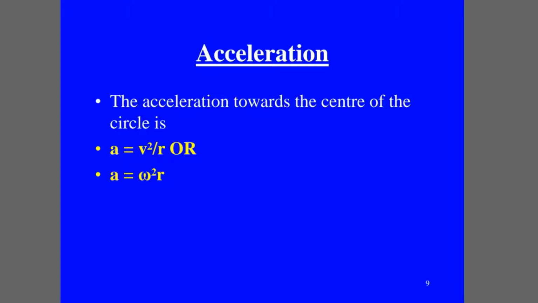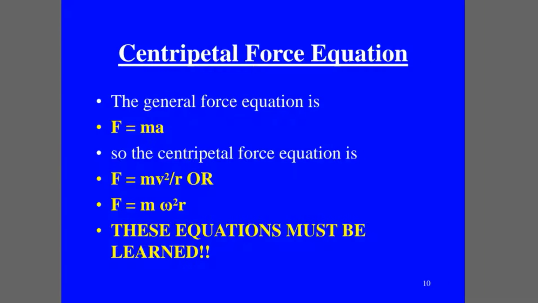Then go on to the next slide. Acceleration: the acceleration toward the center of the circle is given by a equals v squared by r, or we have another formula, a equals omega squared r, where v is the velocity, r is the radius of the circle, and omega is the angular speed or velocity. Then go to another slide.